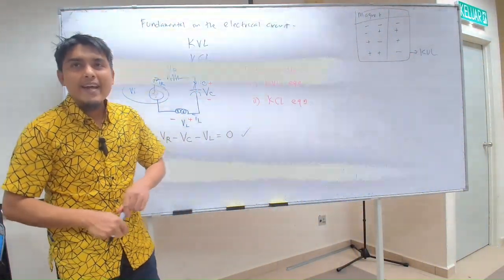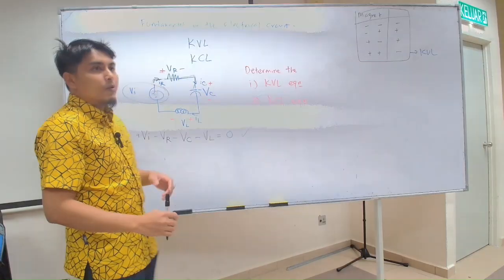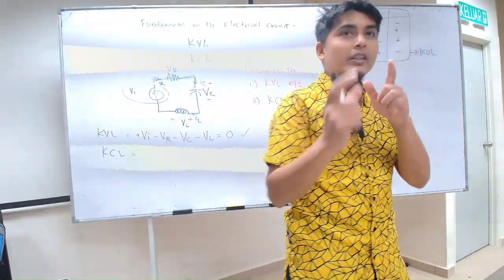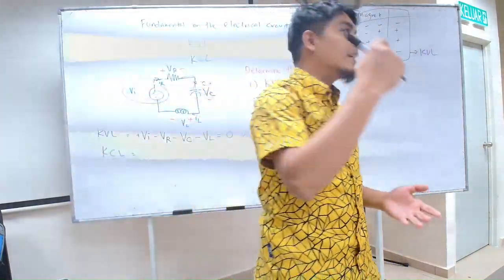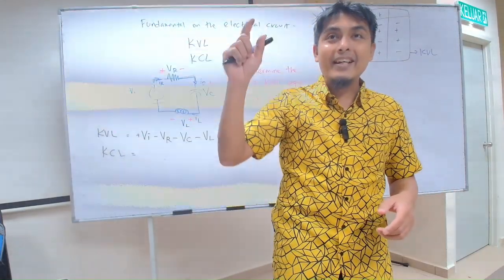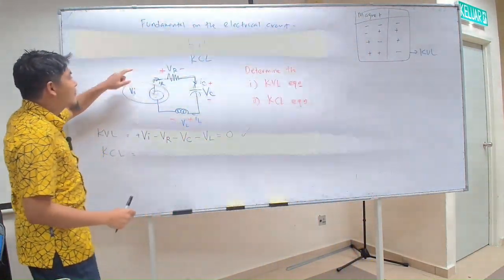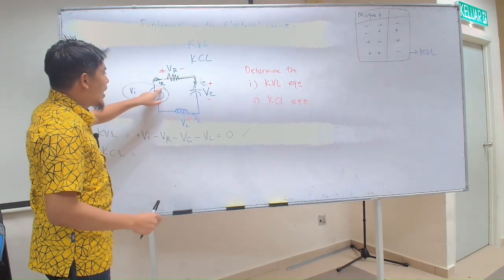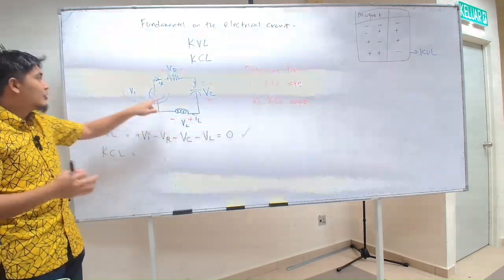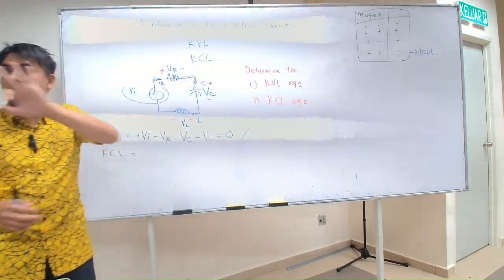So we go to the KCL, Kirchhoff current law. When we talk about Kirchhoff current law, we must look at the current. Not voltage, not the resistor value, not the inductor value, not the capacitor value. We look at the current. So how many currents can you find here? 1, 2. There are 3 currents, is it? You find IR, IC, and IL. There are 3 currents here.